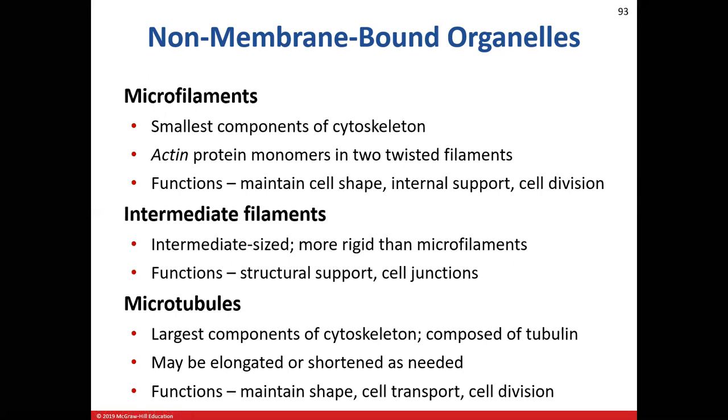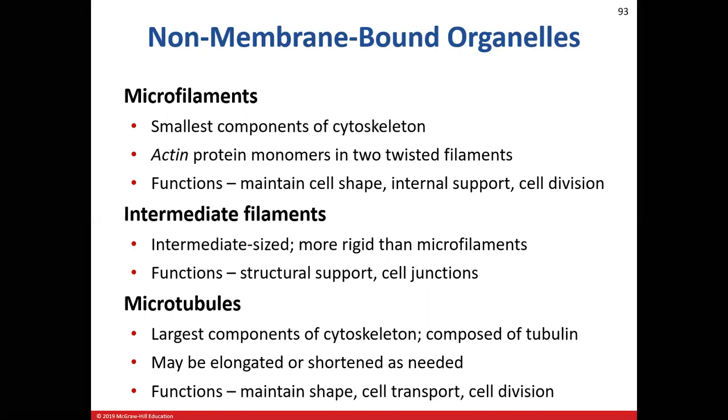Our microfilaments are basically microstructures. They're the very smallest components of the cytoskeleton. These involve the protein actin, and so we have actin protein monomers that form into two twisted filaments. The functions are to maintain the cell shape, provide internal support, and they can be involved in cell division. Our intermediate filaments are intermediate sized. They're a little bit more rigid than microfilaments, so they have a little bit more structure and strength to them. Their functions are for structural support, but also to join cells together, so cell junctions.